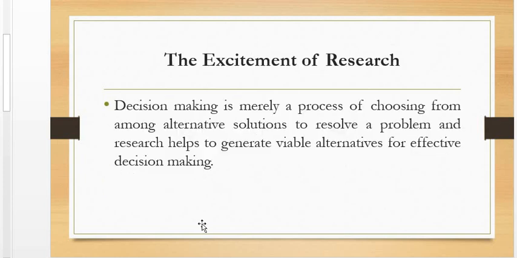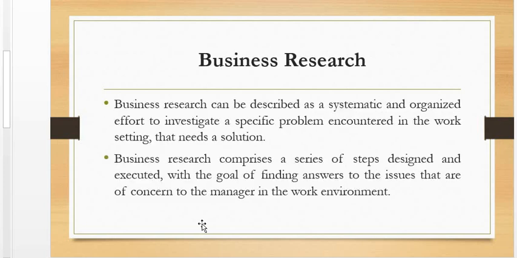If all these steps are done correctly, decision making is merely a process of choosing from among alternative solutions to resolve a problem, and research helps to generate viable alternatives for effective decision making. There can be several alternatives. The researcher has to pick the best suitable alternative for that specific problem.